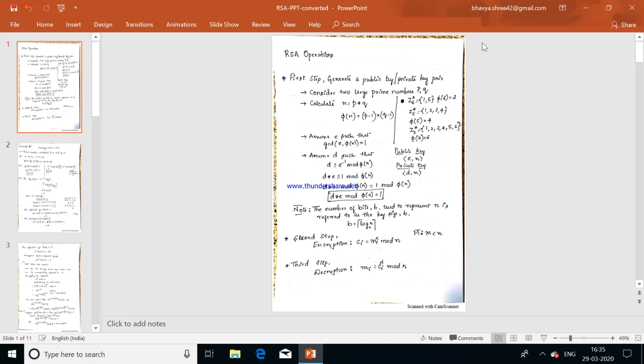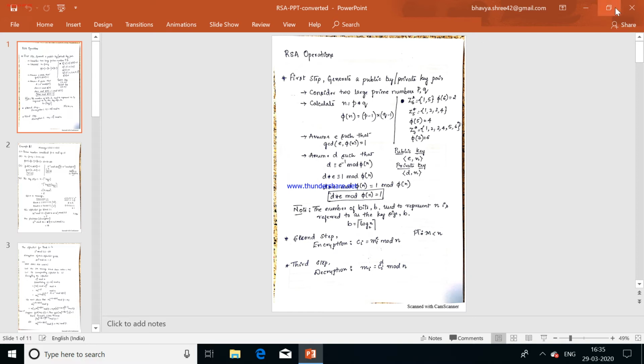Public key cryptography. If you remember, we had discussed two types of cryptographic methods. One is secret key, the other one is public key cryptography. In this public key cryptography concept, we'll have two keys to generate: a public key and a private key. The public key is used for encryption and the private key is used for decryption. That method is what Rivest, Shamir and Adleman used, and they proposed this RSA. This RSA operation consists of three steps.